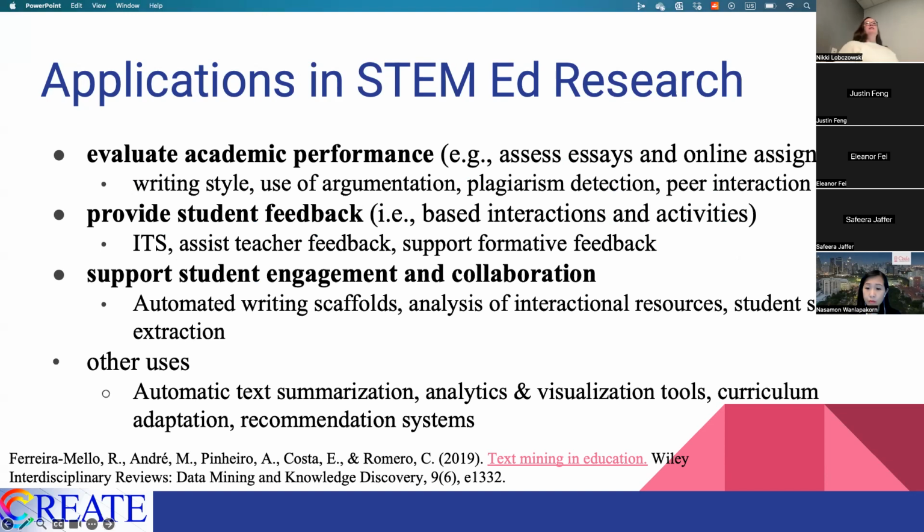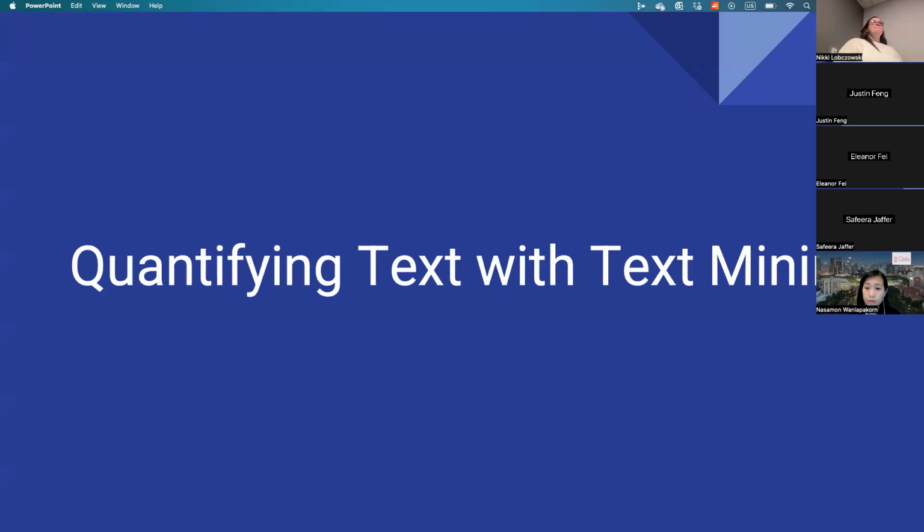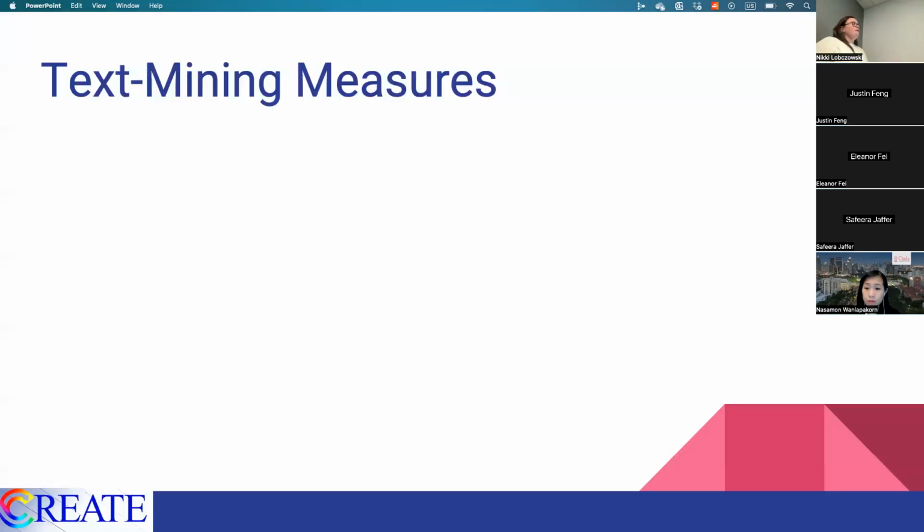And then there are some other uses like automatic text summarization, analytics and visualization tools, curriculum adaptation, and recommendation systems. So let's talk about quantifying text with text mining. Here are some different text mining measures, and we're going to talk about all of these today.